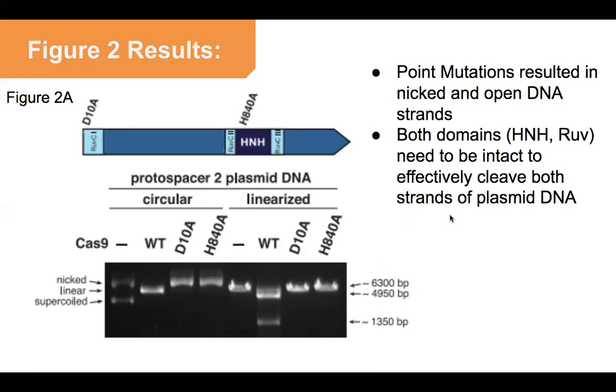So basically, the conclusion that they came to from this result was that there cannot be a mutation at either of these complementary or non-complementary domains. You need a fully functioning HNH motif and a fully functioning RuvC-like domain for proper endonucleolytic activity to take place.